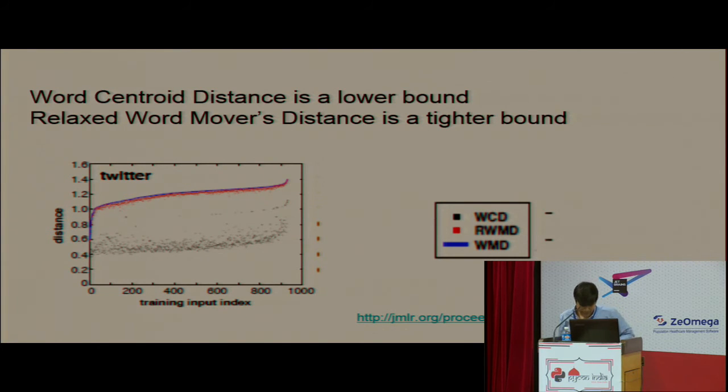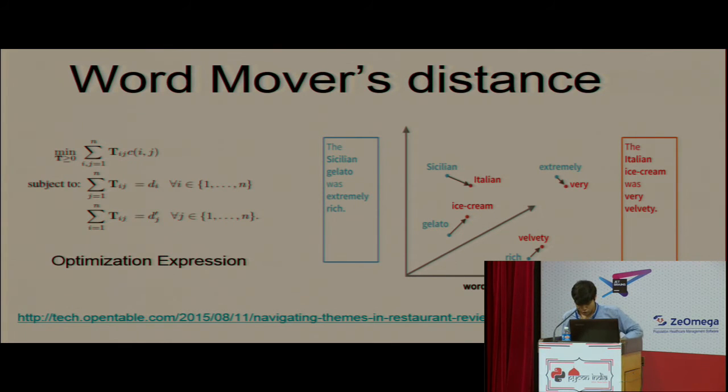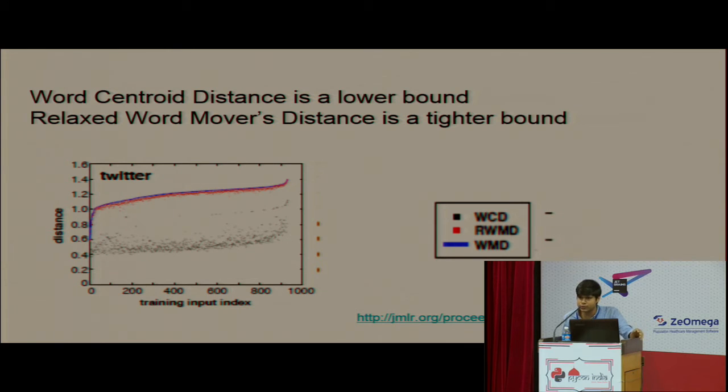WMD, as I said, performs this optimization. There are two other metrics known as word centroid distance and relaxed word mover's distance. They are lower bounds for Word Mover's Distance. If you have thousands of documents and you want to get the most similar documents out of them, you can use these to prune the Word Mover's Distance computation, because it has a lot of constraints and takes a lot of time, which might be a problem. So these can be used to prune the WMD distance calculations.